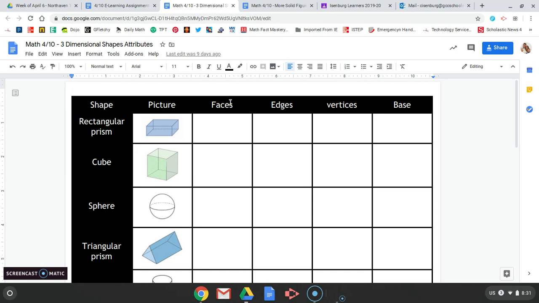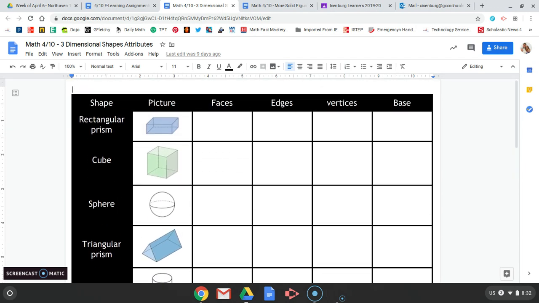And remember, faces are the flat parts of a solid figure. The edges, remember, edges are where faces come together and meet. Vertices, which are the corners or where the edges come together. And then the base. Remember, the base of a shape is the part that it is standing on, okay? So the bottom face of the shape is the base. So we're going to go through each of these and fill in this chart.